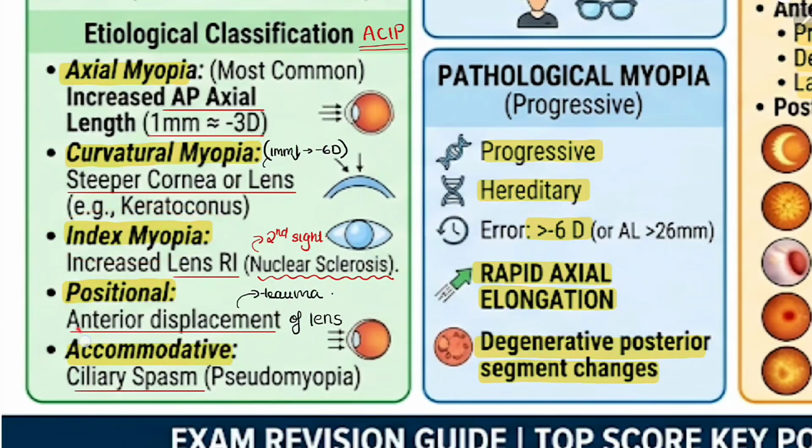Positional myopia is due to the anterior displacement of the lens. So the lens will displace anteriorly, so it will focus before the neurosensory retina. This is seen in trauma and so on. Then accommodative myopia is due to ciliary spasm. That is our pseudomyopia. Due to intense ciliary spasm, the lens will focus before the neurosensory retina. So this was the etiological classification, ACIP.